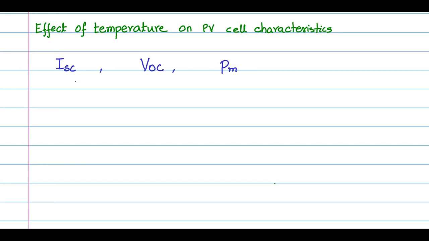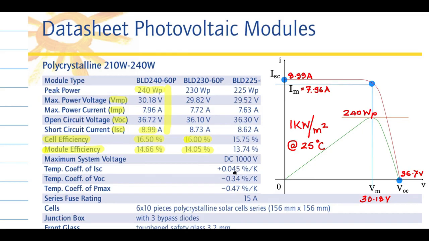Let us now have a look at the data sheet and see what are the numbers and what are the values they give. Here in this data sheet, you see there are three parameters: temperature coefficient of ISC, short circuit current, temperature coefficient of VOC, and temperature coefficient of Pmax. These are the three parameters that we would be discussing now.